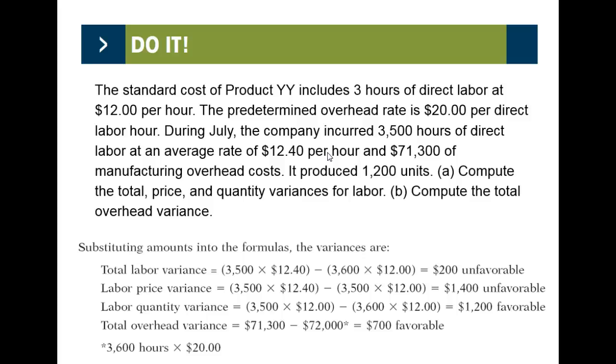Where's the 3,600 coming from? I'm sorry, the 3,600? Yeah. 3 direct labor hours are what we need, okay? And it's producing 1,200 units. So 3,600 hours at $20 per direct labor hour.